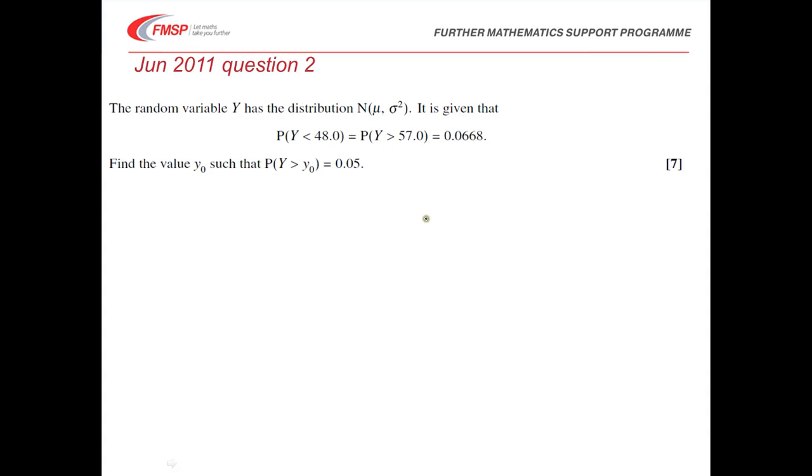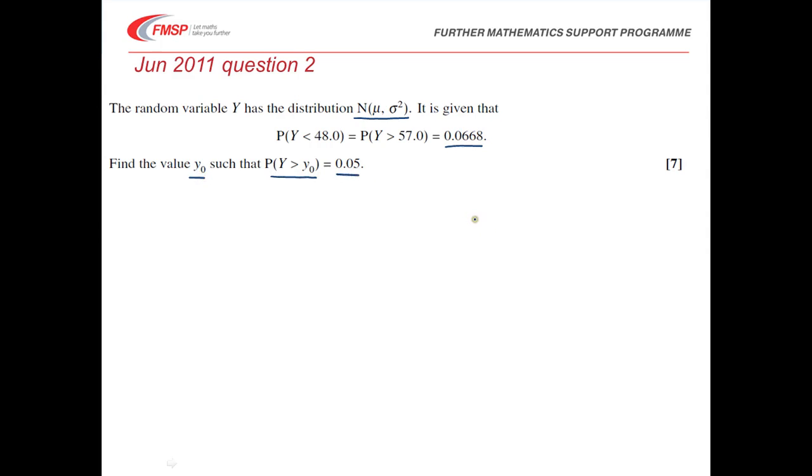In this question, we have a random variable y, and it's got a normal distribution with mu and sigma squared. We're also told that the probability that y is less than 48.0 is the same as the probability that y is greater than 57.0, and both of these probabilities are 0.0668. We've got to find the value y0 such that the probability of exceeding y0 is equal to 0.05.